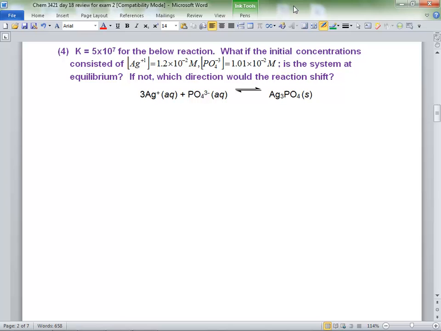K equals 5 times 10 to the 7th for the reaction below. What if the initial concentrations consisted of silver 1.2 times 10 to the negative 2 molar, phosphate 1.01 times 10 to the negative 2 molar? Is the system at equilibrium? If not, which direction would it shift?